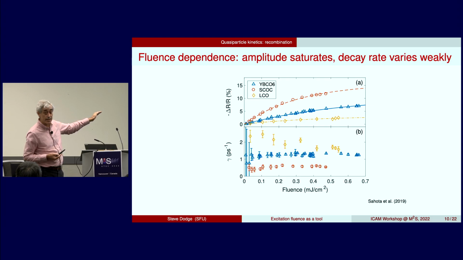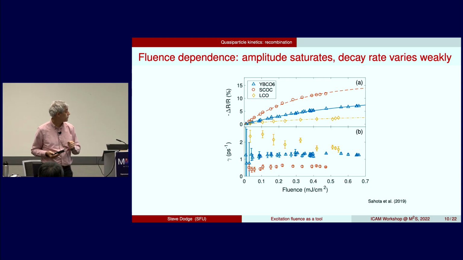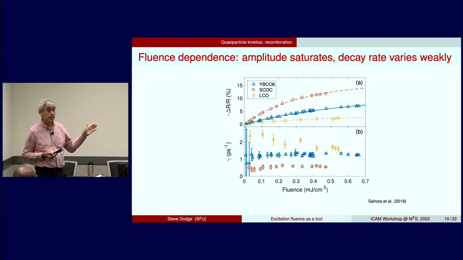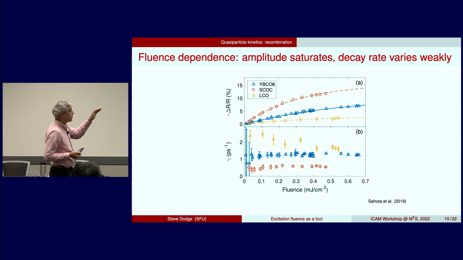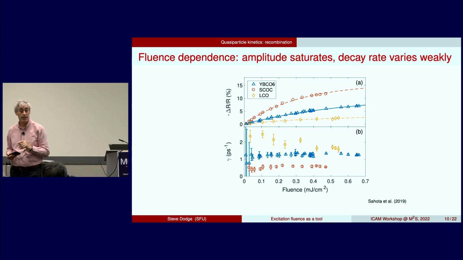And I'm looking at the initial scattering rate, gamma, for the 3 different compounds, all as a function of fluence. You can see that all three of the materials saturate with fluence, and all 3 have some dependence of the initial rate on fluence, but they go in different directions for different materials. And in YBCO, it's basically flat.